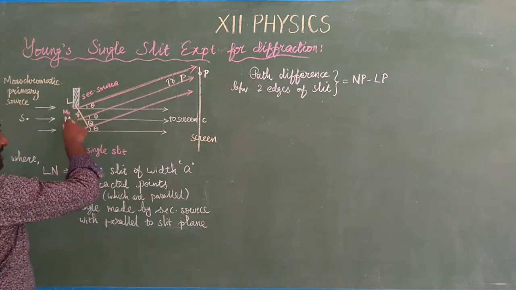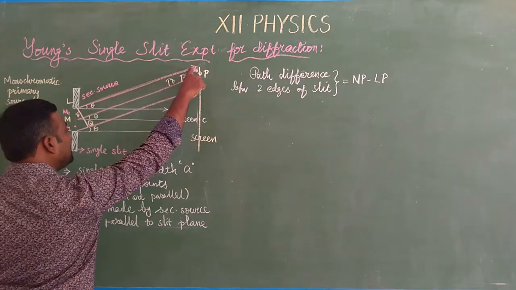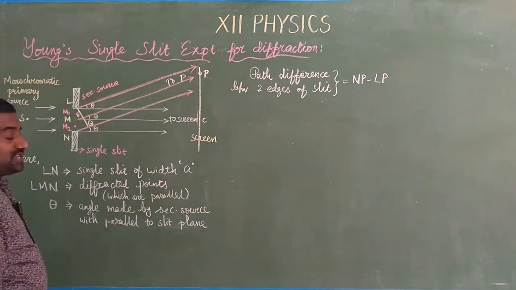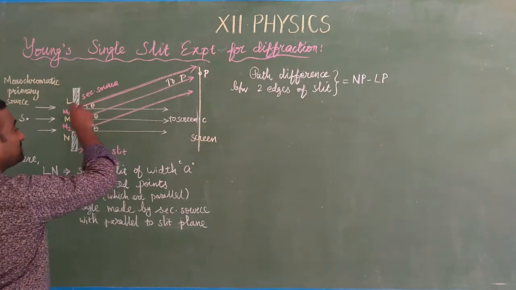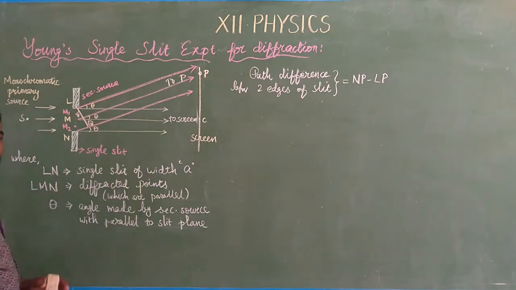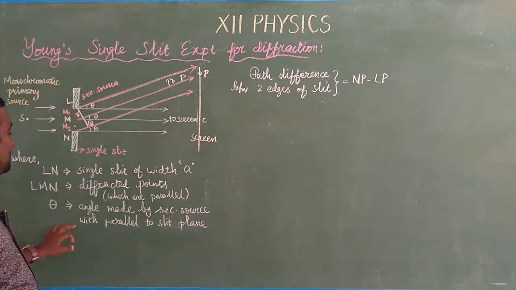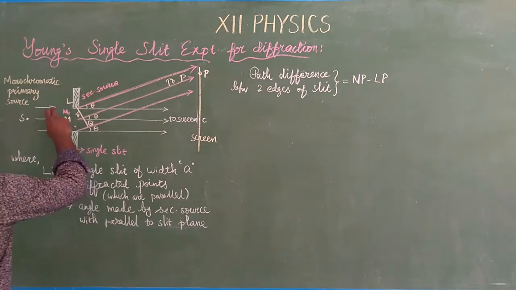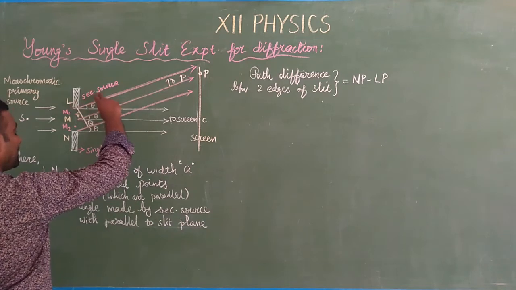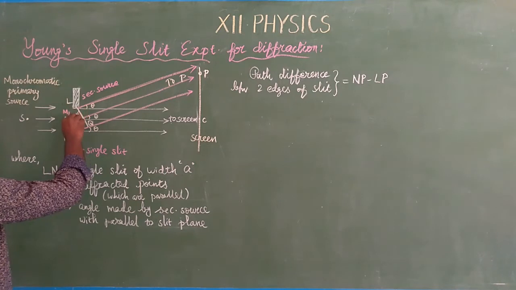From these three points L, M, N, the parallel diffracted wave goes and meets the point C on a screen. And theta is the angle made by these diffracted parallel beams to the actual source path. So theta is the angle made by the diffracted parallel beams to the actual path. So that is theta. It is an angle made by the secondary sources with the parallel to the slit plane. The secondary sources are L, M, N.